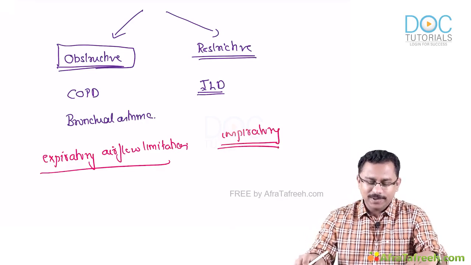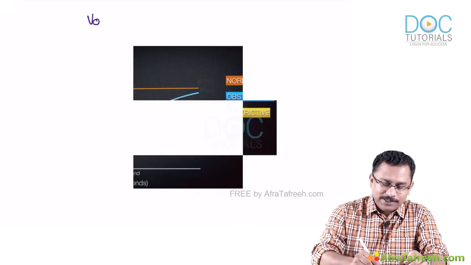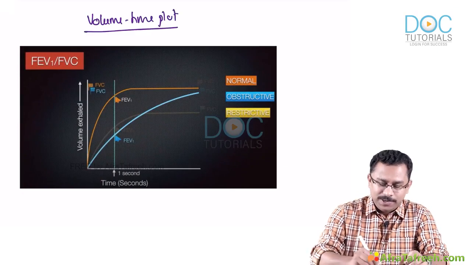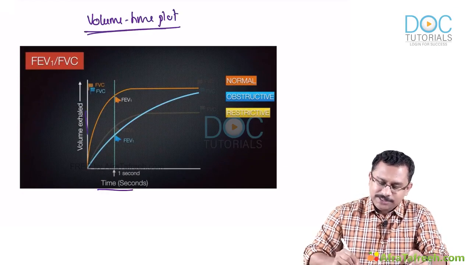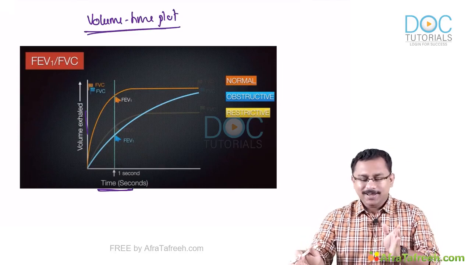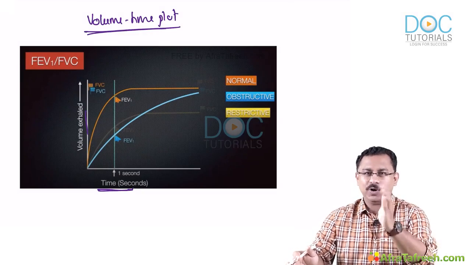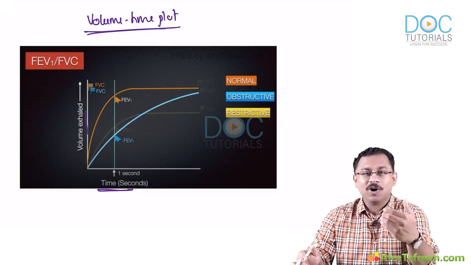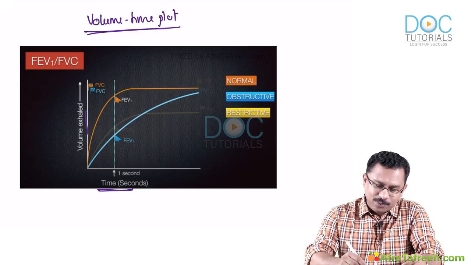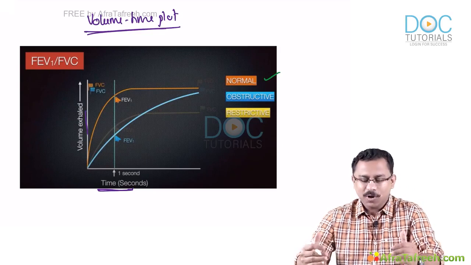First of all, we are going for the volume time plot. This is the volume time plot. Are you able to see the volume? Are you able to see the time? In this first figure, I am going to compare normal versus obstructive, and in the next plot, not in this one, I am going to compare normal versus restrictive. So first, see the normal. The one in orange is the normal volume time plot.